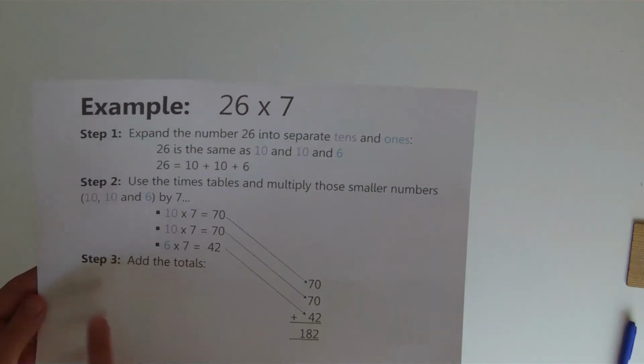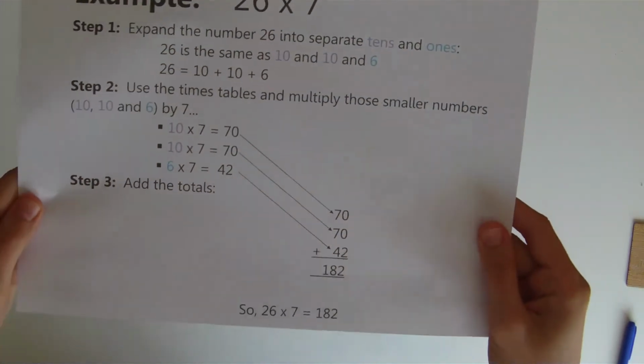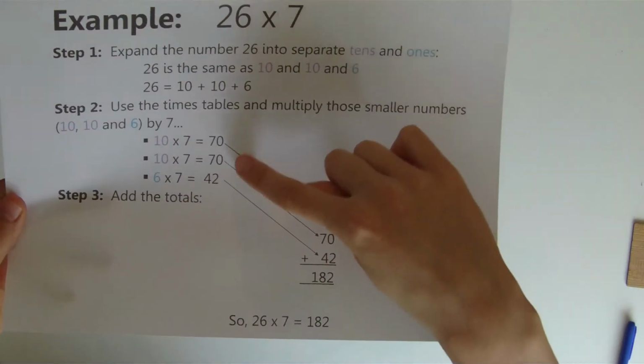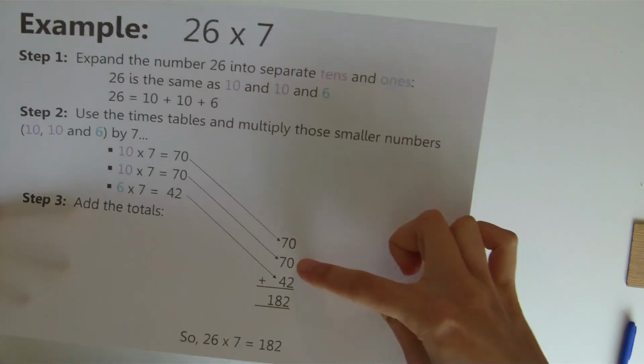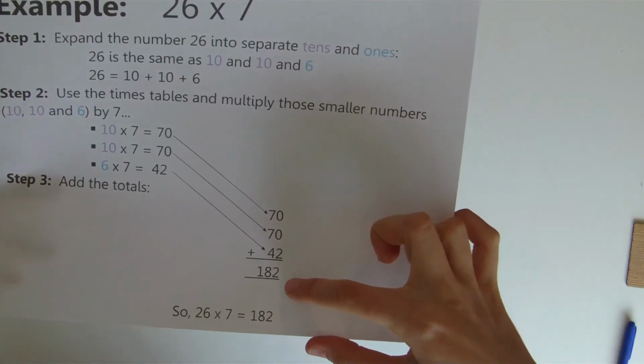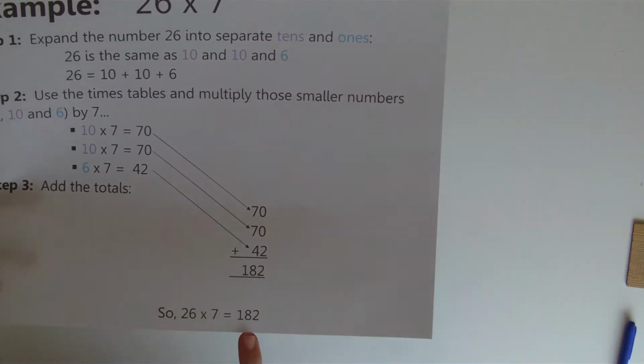And then all you need to do is the final thing, which is add the totals. In this case, it's just adding these three numbers together. 70 plus 70 plus 42 equals 182. And so 26 times 7 is 182.